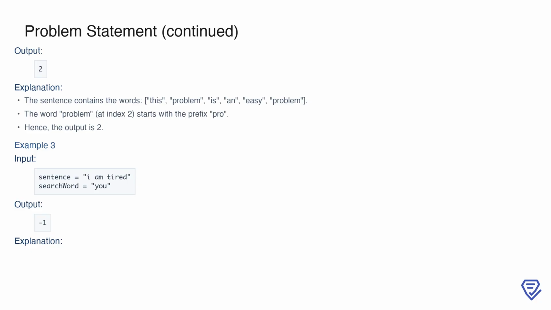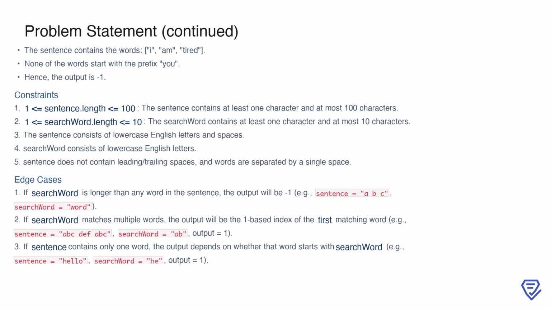Now, consider the sentence "I am tired" with the search word "you". Here, the sentence consists of the words I, am, tired. None of these words start with the prefix you. Since there are no matches, the output is -1.